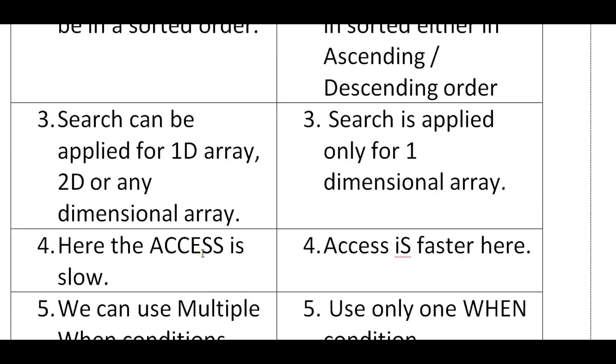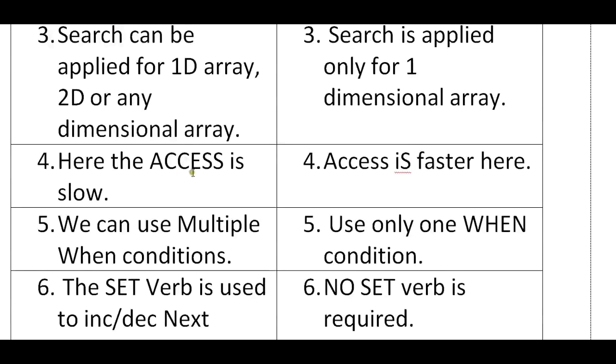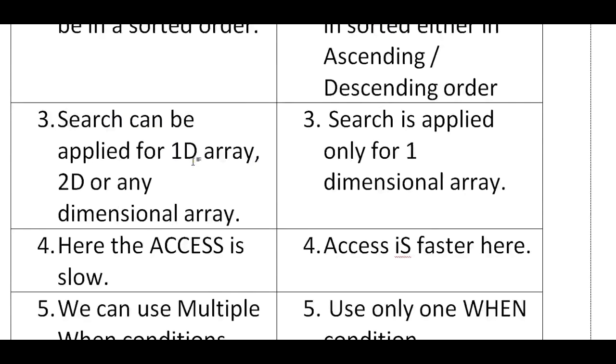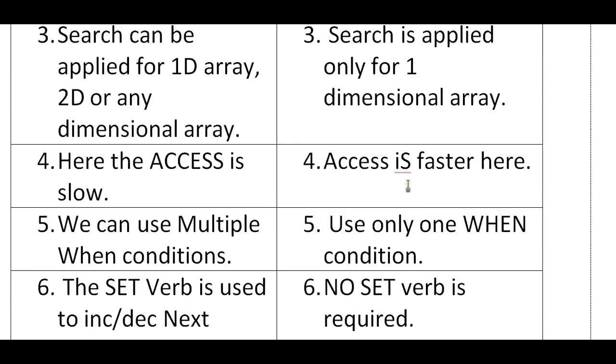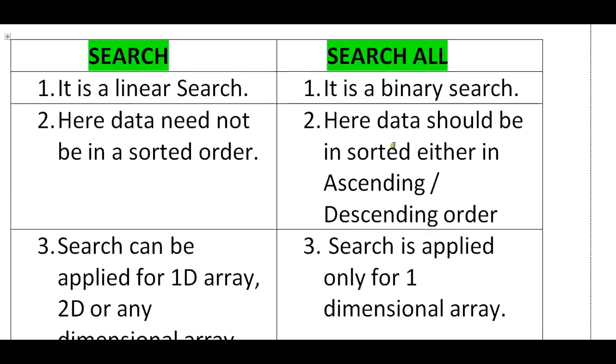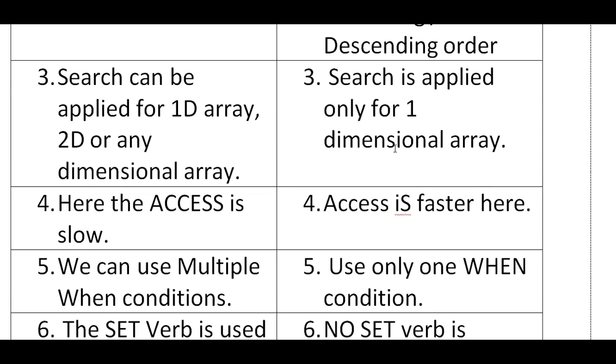Here the access is slow. Why? Because here we can use one-dimensional, two-dimensional or multi-dimensional arrays. So there is a chance that the access would be slow, and the data is also not in a sorted order. So here the access is faster. Why? Because it is using a one-dimensional array, and already the data is in a sorted order, either ascending or descending order. So the access obviously becomes faster.